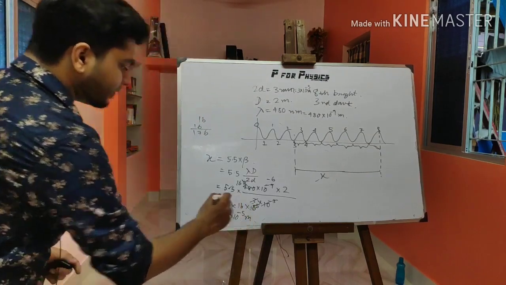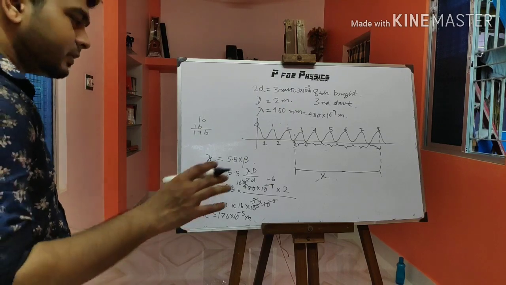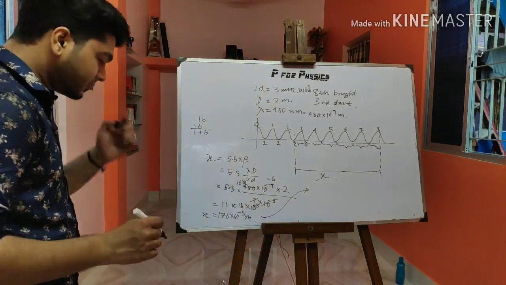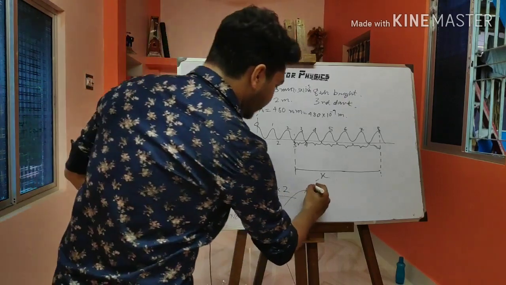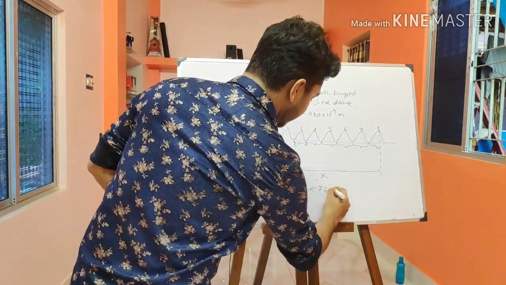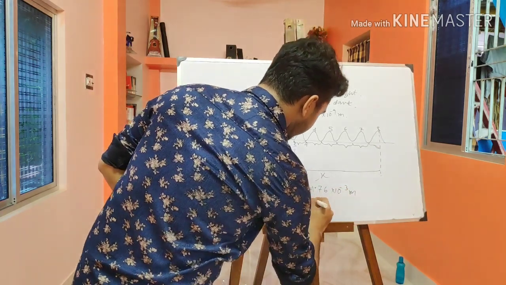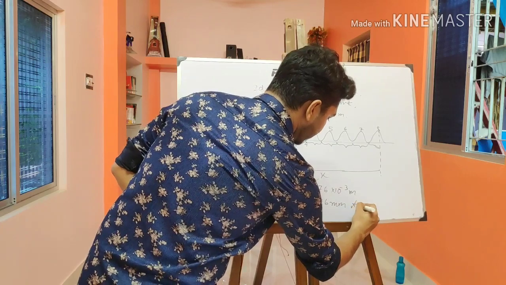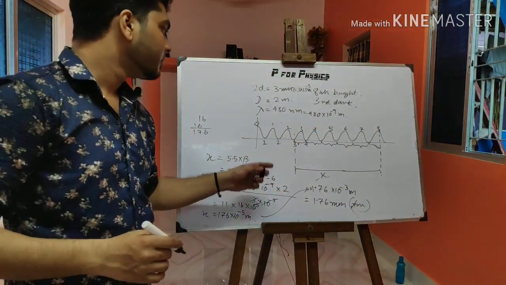So that's our answer. Let's put it in a better form. Let's take it to millimeter. We need 10 to the power minus 3, so it should be 1.76 into 10 to the power minus 3 millimeter, which means 1.76 millimeter. It should be our answer. Done. So that's how we do it.